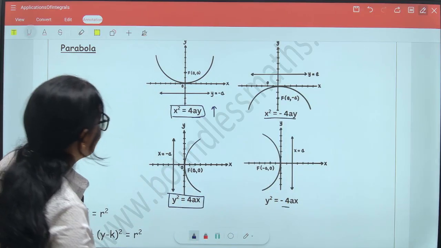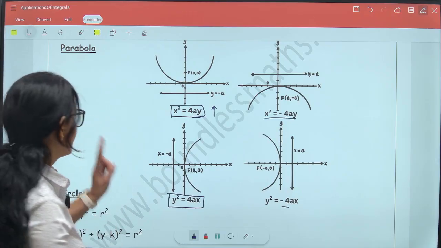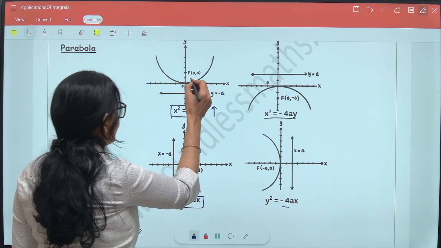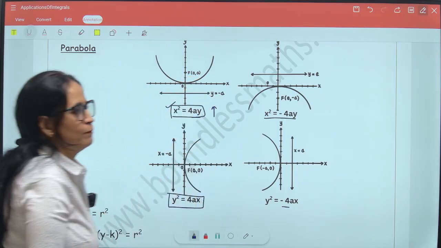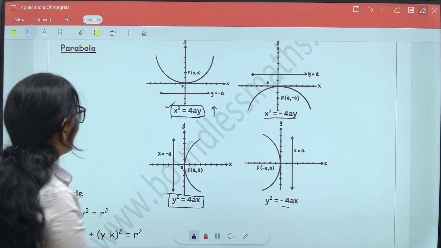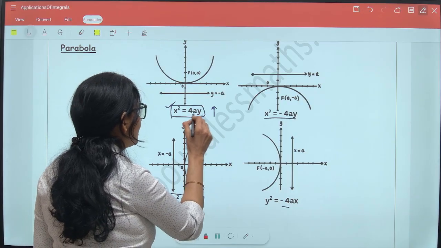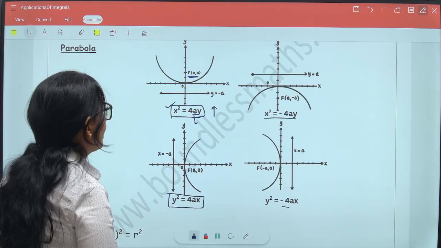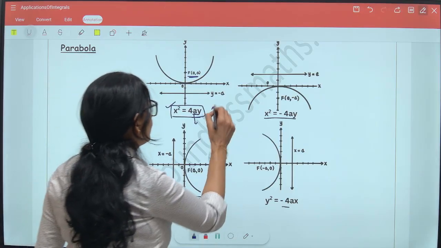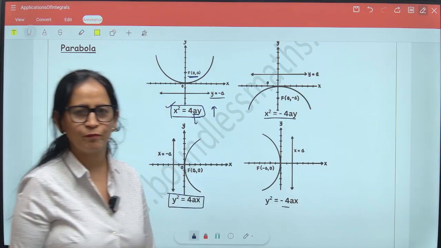Now when we talk of parabola, there are two more important words that you should recall. The first is the focus and the second is the directrix. Let's consider x square equals 4ay. Now in this equation, this value of a tells you that the focus is going to be at (0, a). And the equation of the directrix is going to be y equals minus a.